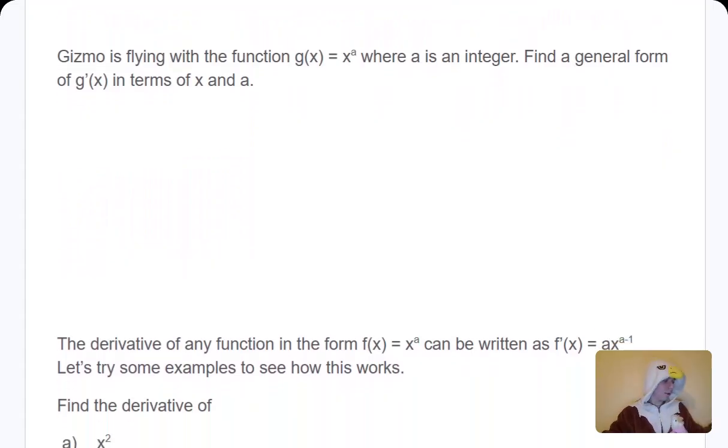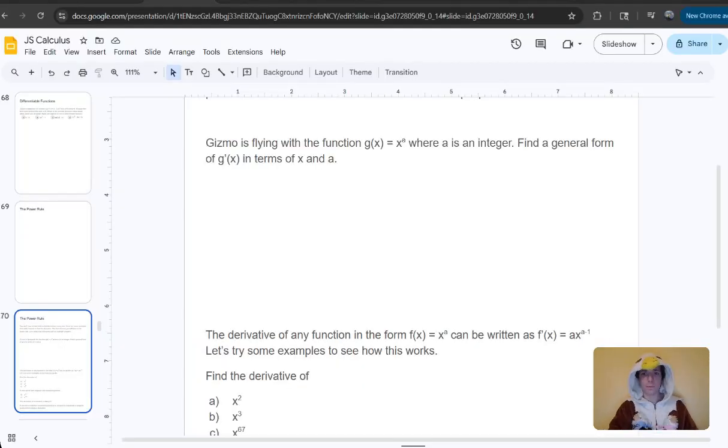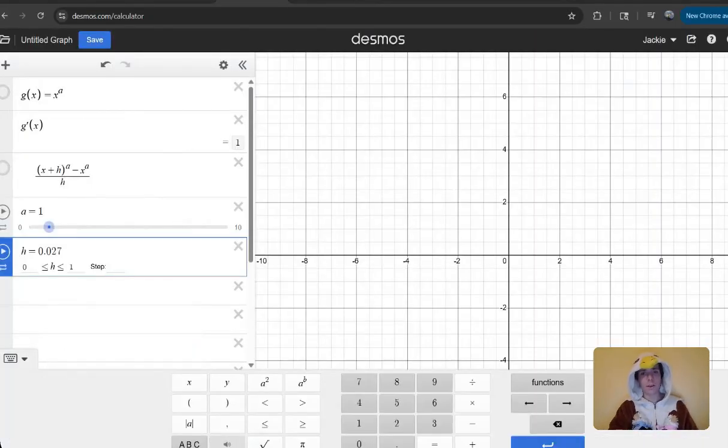So Gizmo is flying with the function g of x equals x to the a, where a is an integer. Find a general form of g prime of x in terms of x and a. So if we go over to the calculator, we have g of x equals x to the a. And for the limit definition of the derivative, we have (x plus h) to the a minus x to the a, over h. Now let's think about how we could expand this out and find that derivative.